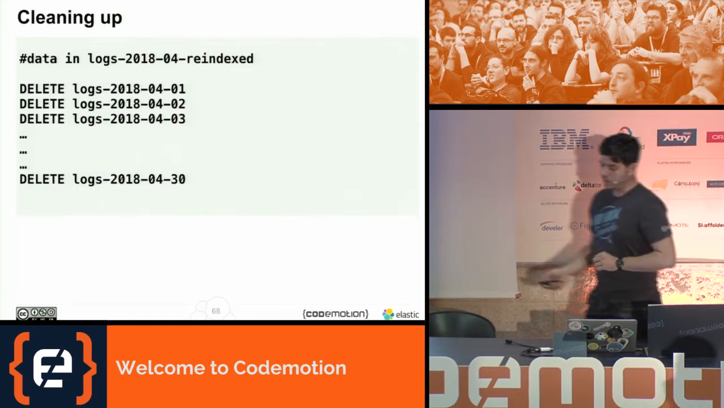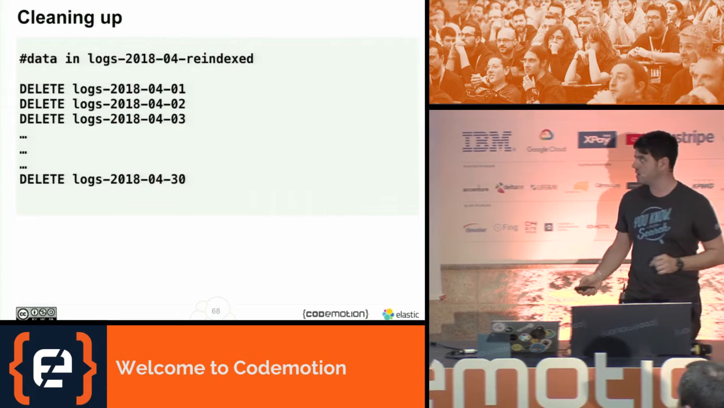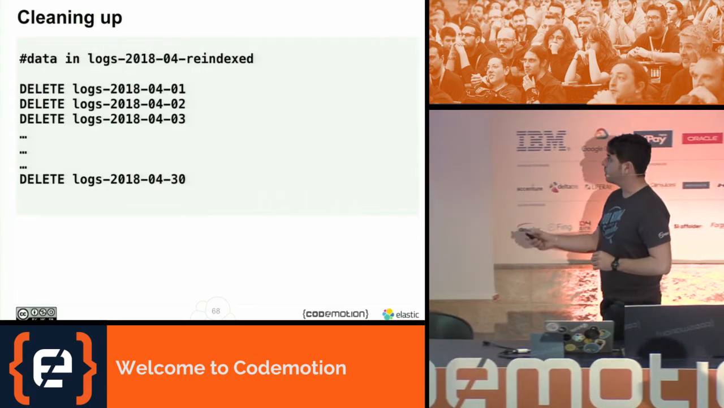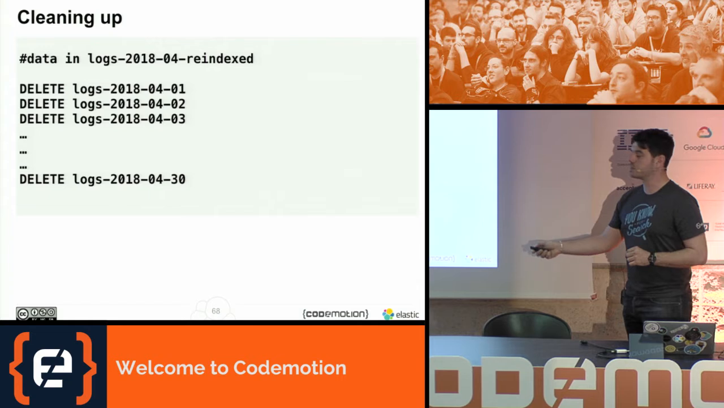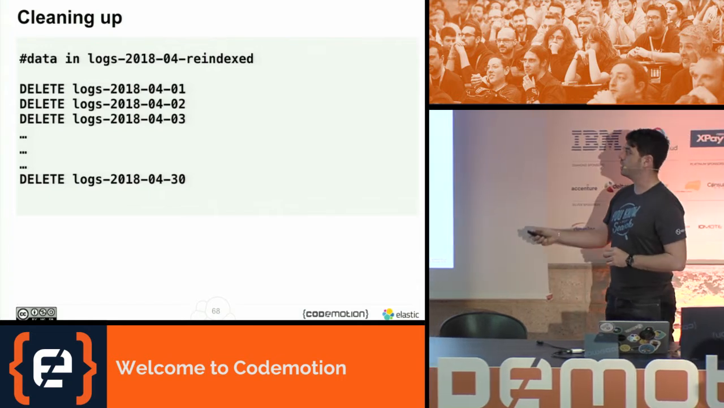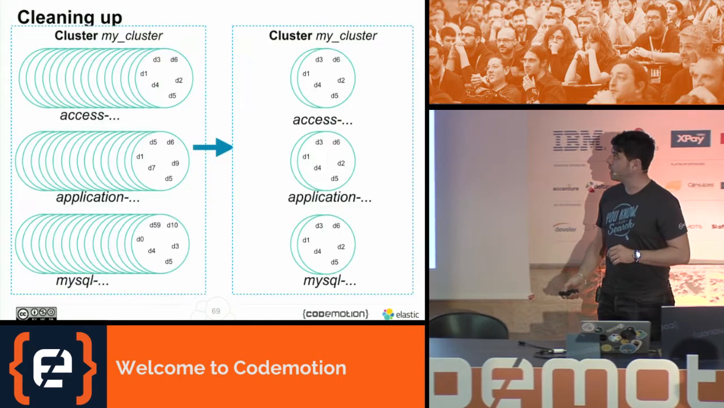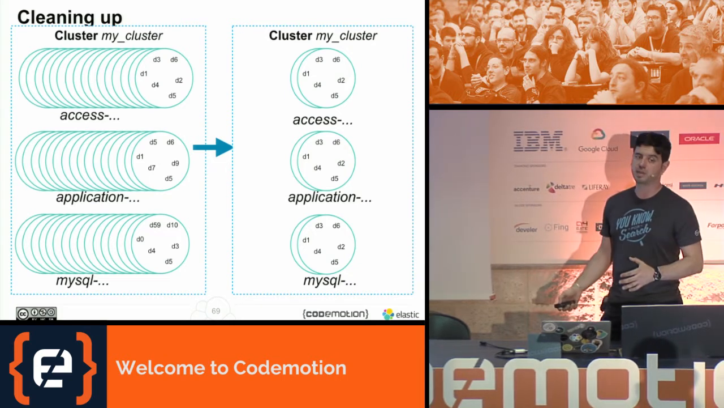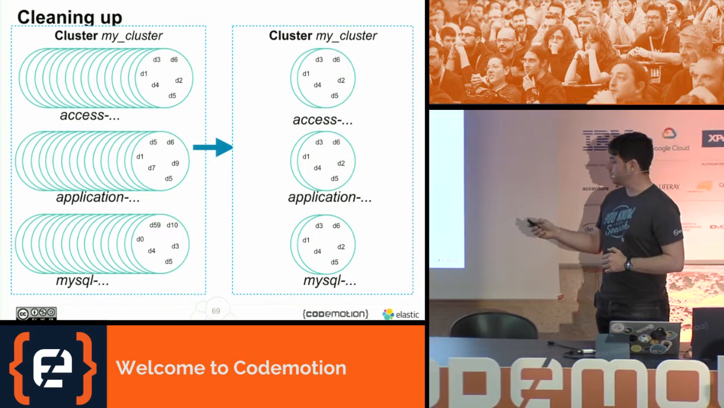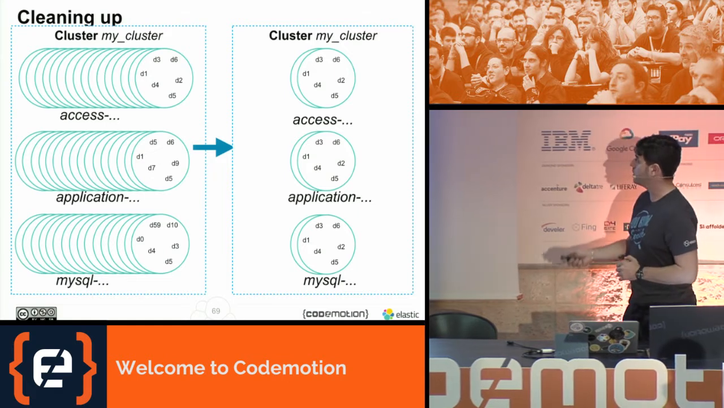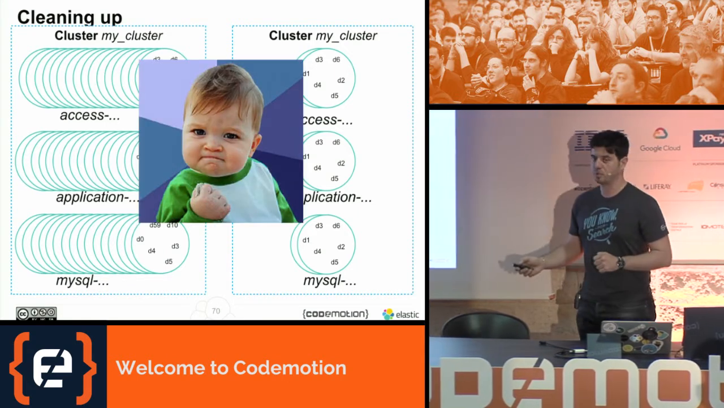Of course, we want to do some cleaning up. At the end of this reindexing process, we will end up with our data safely stored here, so we can get rid of all these small shards, and your cluster will be happier because we just released a lot of resources. So that's the starting scenario, if you like, and that's where we want to end up. And then we are happy.